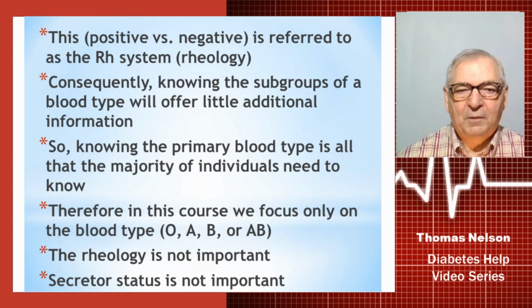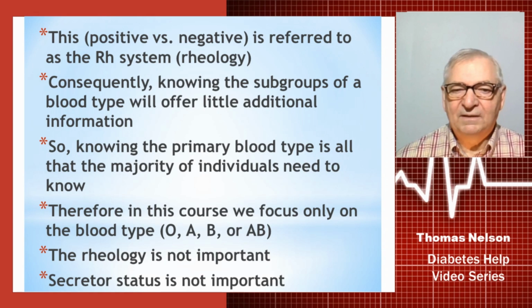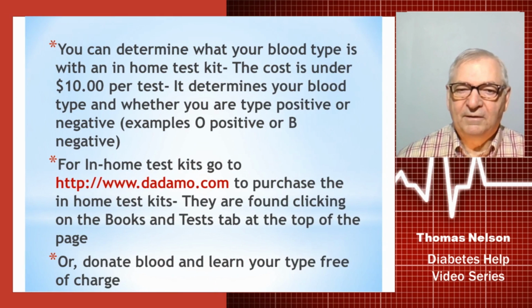Again, knowing the primary blood type is all that you really need to know. Therefore, in this course, we will only focus specifically on the blood type, whether it's O, A, B, or AB. Again, the rheology is of no significance. It is not important, and we'll ignore it. Likewise with the secretor status.